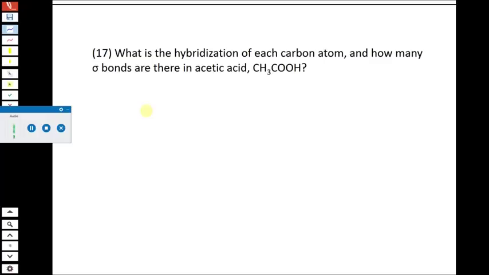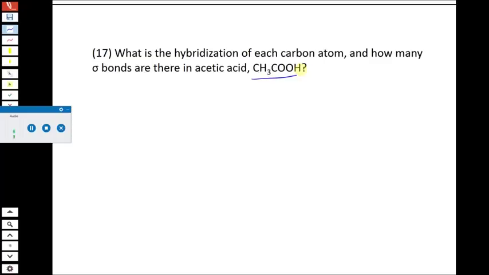So that was the next major topic in Chapter 4, which also is closely related to the AXE notation that we've been going through and the molecular geometry and all that stuff. So the formula we're dealing with here is acetic acid, CH3COOH, and we want to find out both the hybridization of the 2 carbon atoms as well as how many sigma bonds there are.